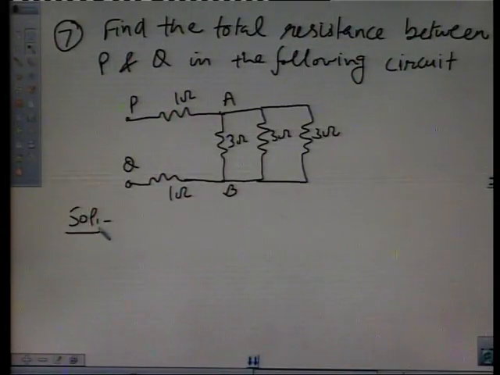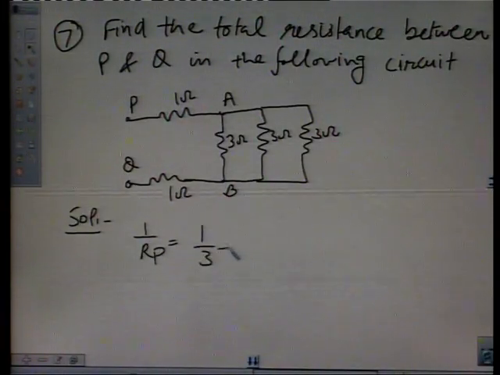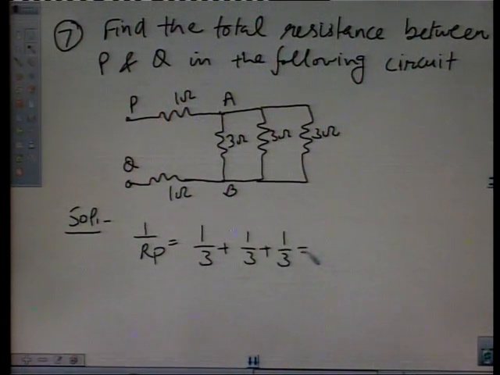We can solve it. Firstly, we will see that these three resistances 3 ohm, 3 ohm, and 3 ohm are in parallel. When we take their parallel combination, 1 upon Rp is equal to 1 upon 3 plus 1 upon 3 plus 1 upon 3. This comes out to be equal to 1. So the total parallel resistance is equal to 1 ohm.